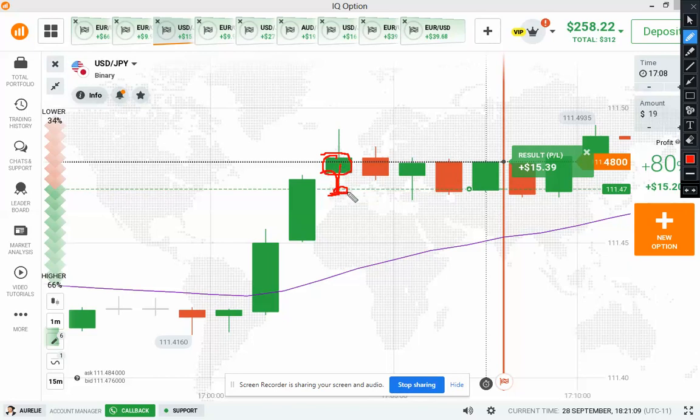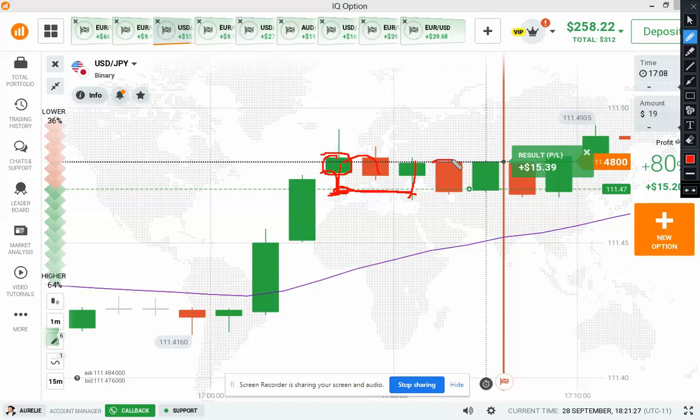So that means there are some buyers around this area. Again, sellers entered again. Look at where the buyers also got rejection. Same level. Buyers got rejection, sellers got rejection, and the buyers entered. So I observed that there's something going on around this level.